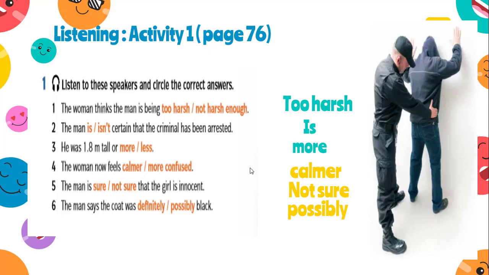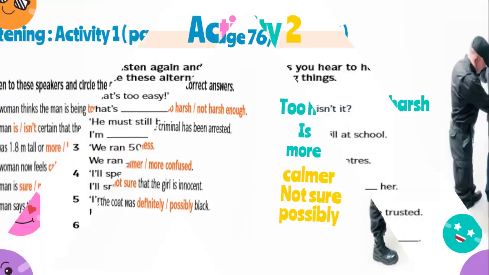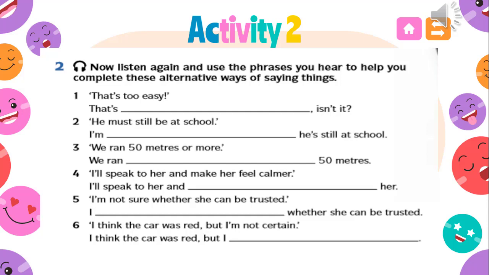Now we move on to another task. Alright, this is activity 2, also taken from the same page in your textbook. Read the instruction of activity 2. Now listen again and use the phrases you hear to help you complete these alternative ways of seeing things.